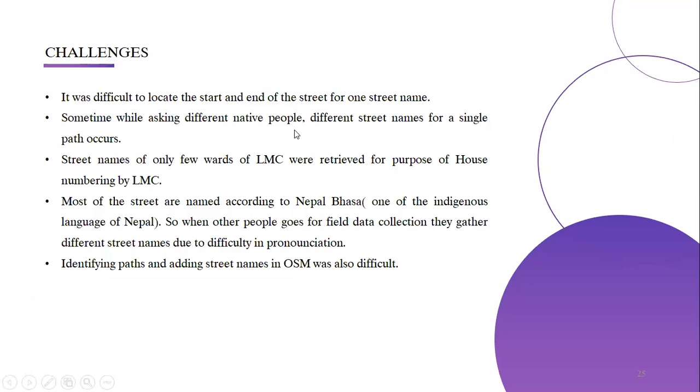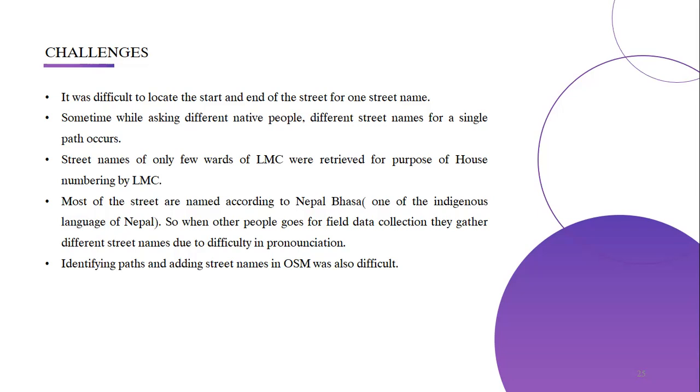And the other challenges that I want to discuss in this project were, as said earlier, it was difficult to locate the start and end of the street for one street name. For example, if we are taking some street, we know the name of the street, but we do not know the start and end of that highway. Similarly, while asking different native people, different names for the same street occur. So we don't know which was the right one, which was the wrong one. So this was another challenge as well.